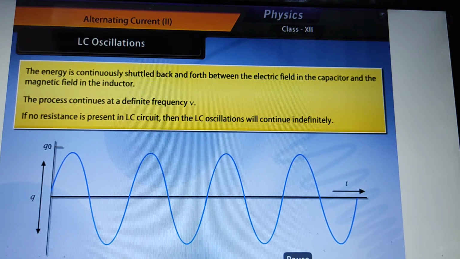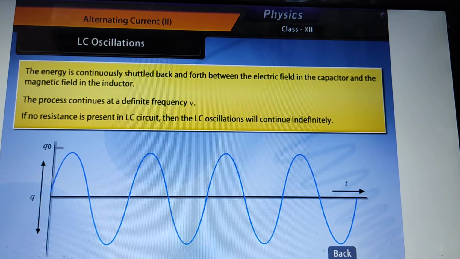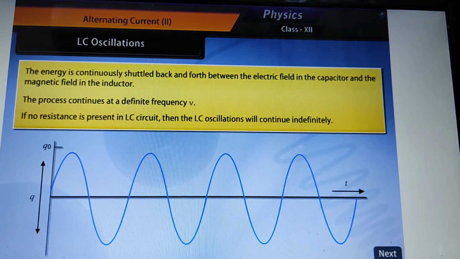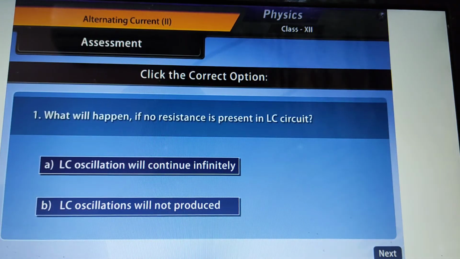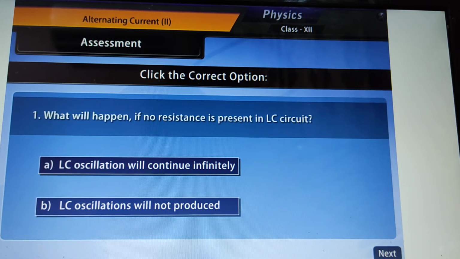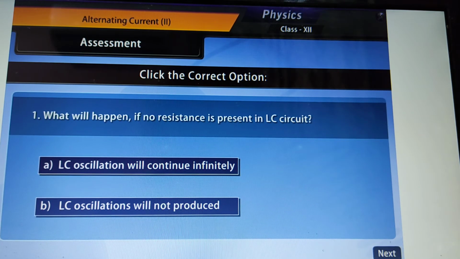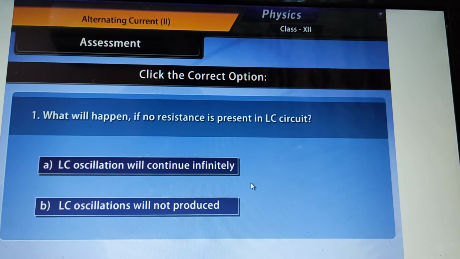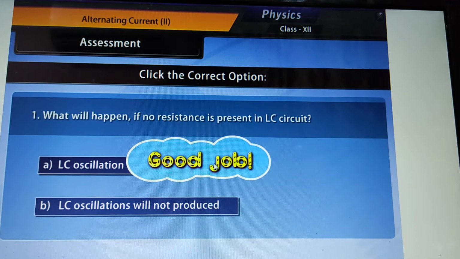So this is all about your LC oscillator. Now let's move to the assessment portion. Assessment. Before proceeding further, let us know how much you have learned. Click the correct option. What will happen if no resistance is present in LC circuit? The answer is A. Good job.